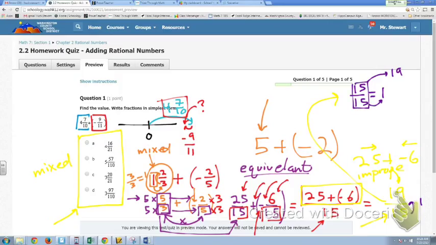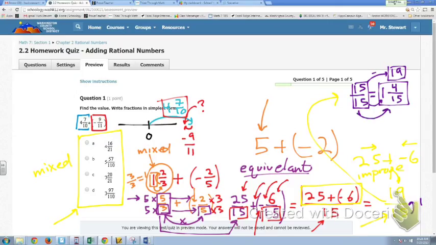And then what is the difference? Like how much is left over from the 19 after I did 15, 16, 17, 18, 19? So there's actually 4 left over from the 19, and that's still going to be over the denominator 15. So this is how you go from an improper fraction to a mixed number.